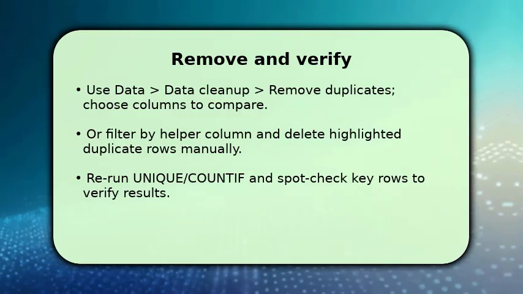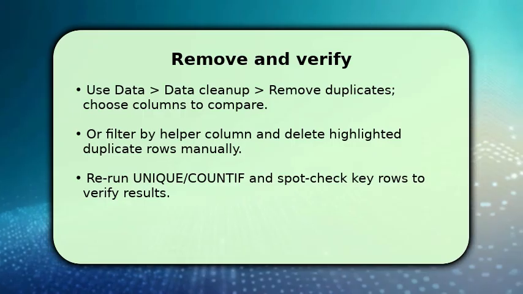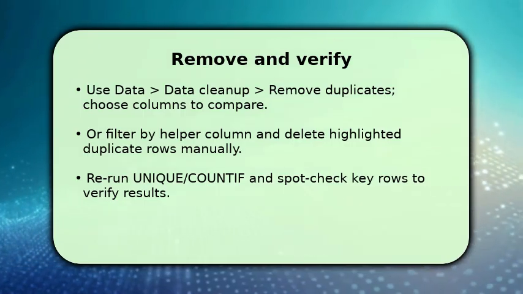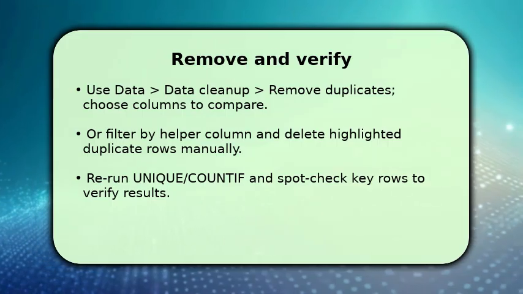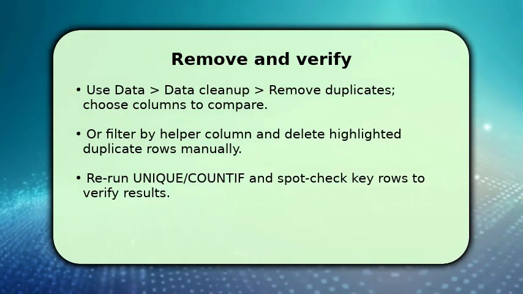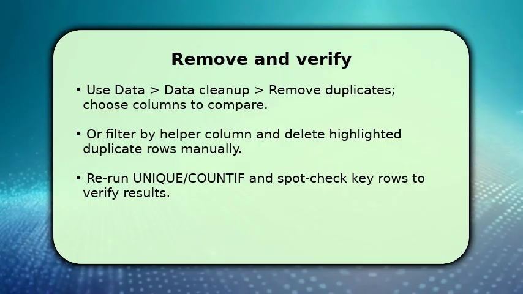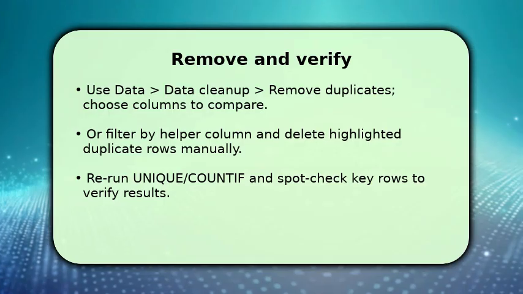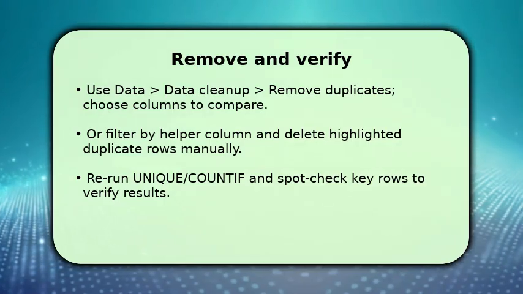If you prefer control, filter by the helper column where COUNTIF is greater than 1 and delete the unwanted rows manually, then clear the filter. After removal, rerun UNIQUE or COUNTIF to confirm 0 duplicates and sample several rows to ensure no needed data was lost. If something went wrong, restore the copied tab and repeat the steps with adjusted columns.